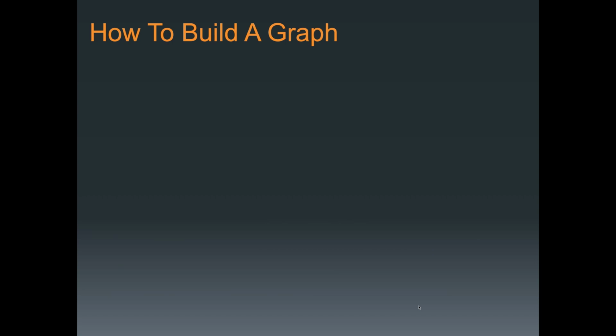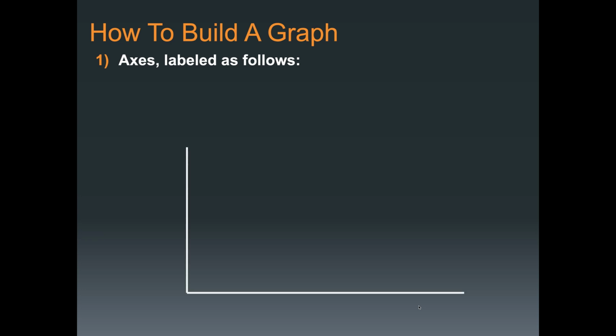So how do we build a graph? Well, you do not need hammers, but you do need axes, labeled as follows. You have your dependent variable with its unit on the y-axis and the independent variable with its unit on the x-axis. The most common mistake I see people make is either switching them or leaving out the unit. Make sure you've got that.